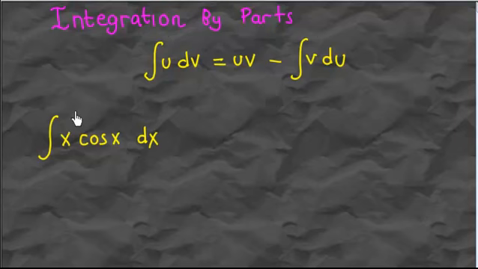Okay, first we want to compute the integral of x cosine x dx. Our first problem is to determine which one is our u. We can always use ILATE to find the u. What is this ILATE?